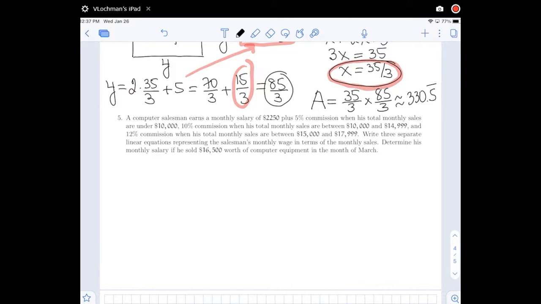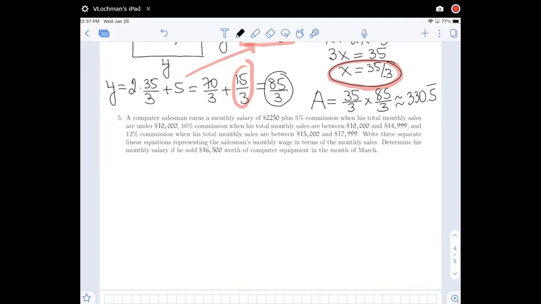Okay, we have a salesman that earns his salary in the following way. There is a stable amount of money, $2,250, and then commissions based on how much product he sells. So we have 5% commission if his total sales are under $10,000, and then the commissions increase as his sales increase. This makes sense since we want to encourage higher sales. That's his motivation, right? He will earn more if his total sales are higher.